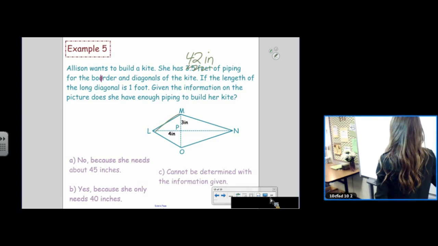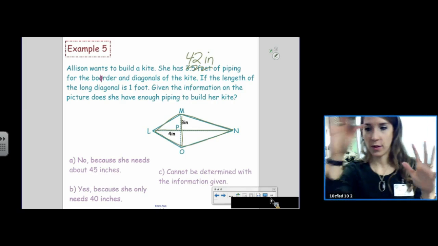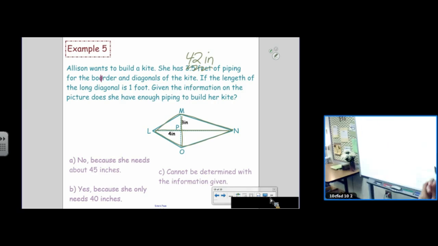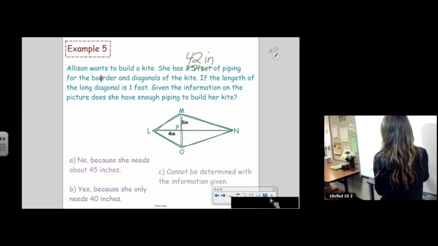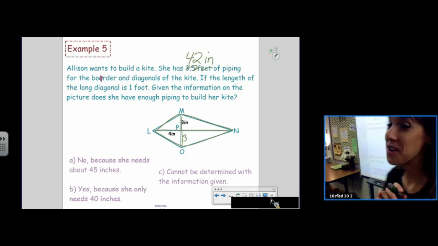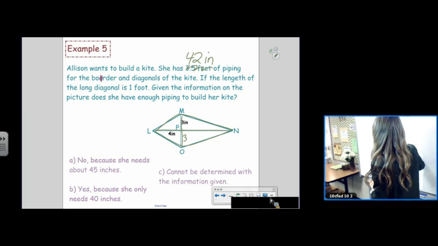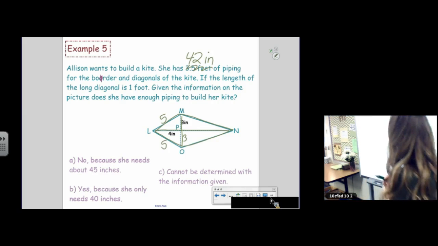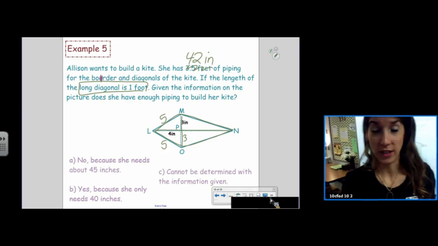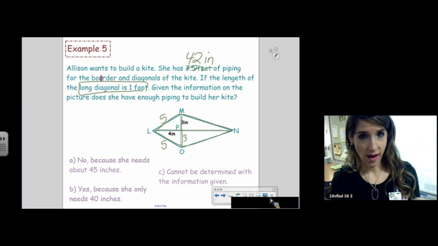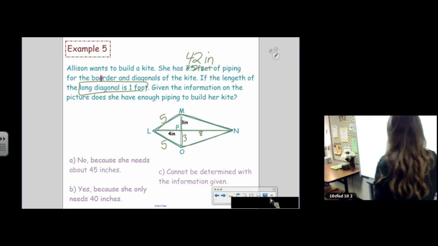That needs to cover this, this, this, this, this, and this. She's using piping for the border and the support, the diagonals. Let's fill in everything we know. That's 3, so we know this is 3. Ooh, do you know your Pythagorean triple? 3, 4, 5. 3 squared plus 4 squared is 5 squared. And then we haven't used this yet. The long diagonal is 1 foot. Well, 1 foot is 12 inches. 12 minus 4 is 8.